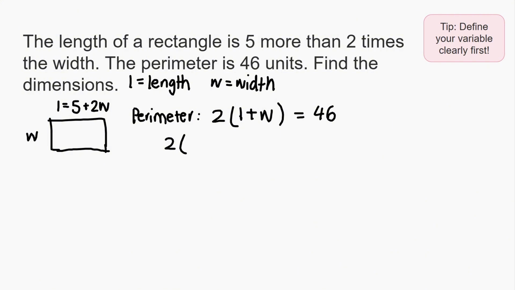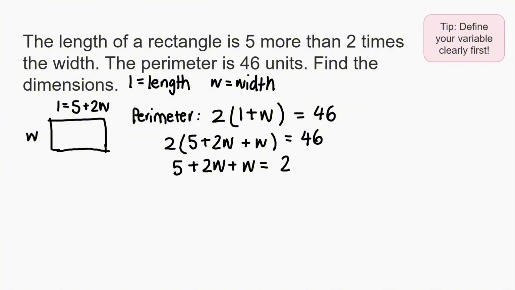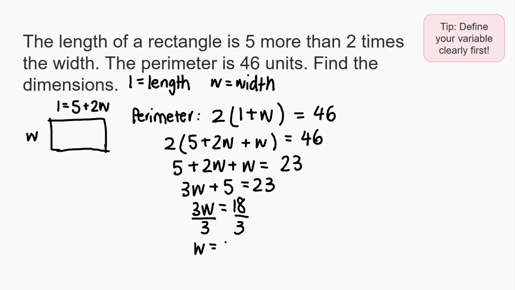2 times length is going to be 5 plus 2W plus W equals 46. We can divide both sides by 2 because we're multiplying this entire thing by 2. So we divide by 2, we get 5 plus 2W plus W is equal to 46 divided by 2, which is 23. Now let's simplify both sides. We get 3W plus 5 equals 23, which means 3W is equal to 18. Now we divide both sides by 3, and we get that W equals 6.